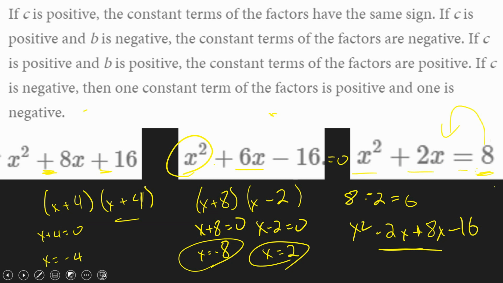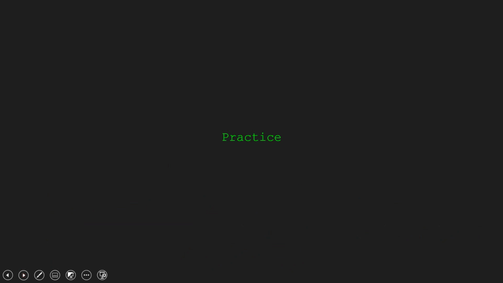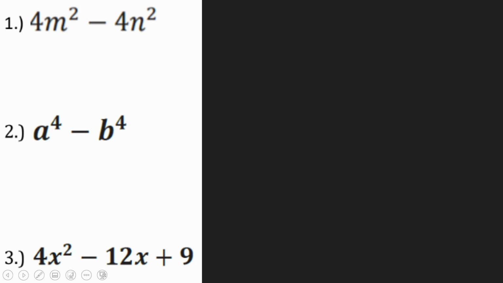If you get stuck, post a question in Google Classroom. Or a reminder, I will be live in Zoom. So I'm just going to leave you with these 3 problems. These are, think about them as challenge problems. See if you can factor them on your own.